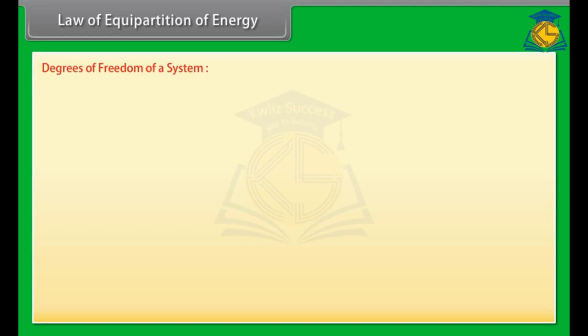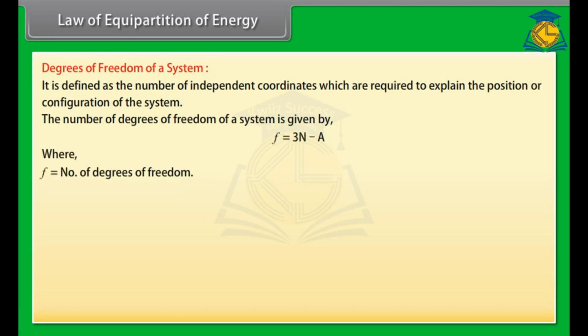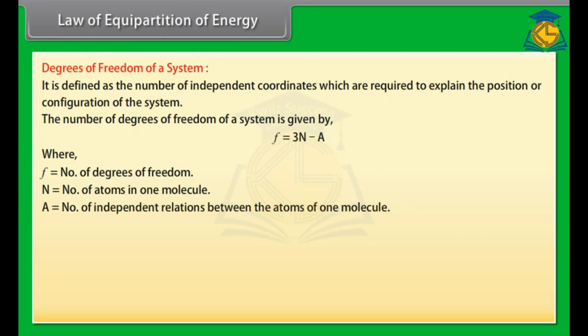Degree of freedom of a system. It is defined as the number of independent coordinates which are required to explain the position or configuration of the system. The number of degrees of freedom of a system is given by F is equal to 3N minus A, where F is equal to number of degrees of freedom, N is equal to number of atoms in one molecule, A is equal to number of independent relations between the atoms of one molecule.